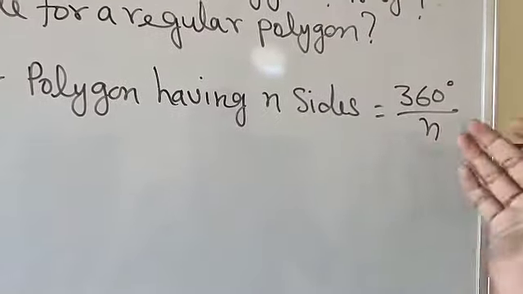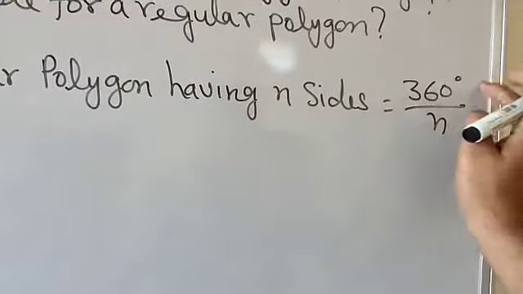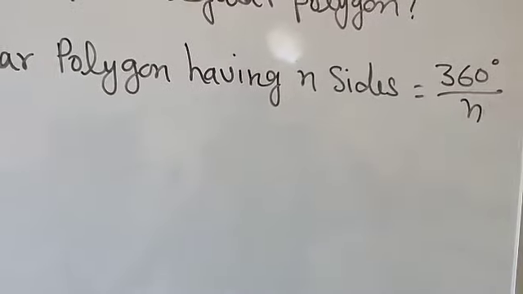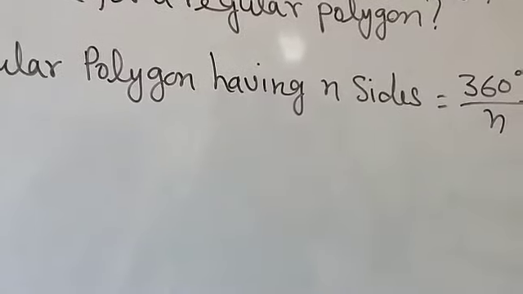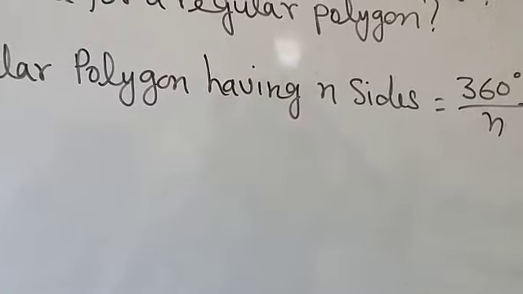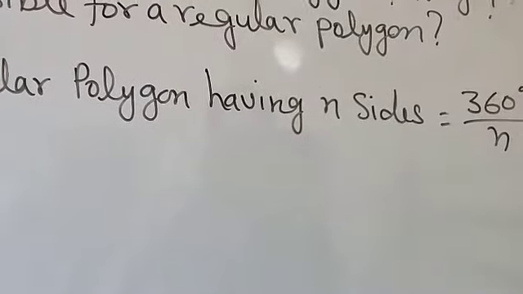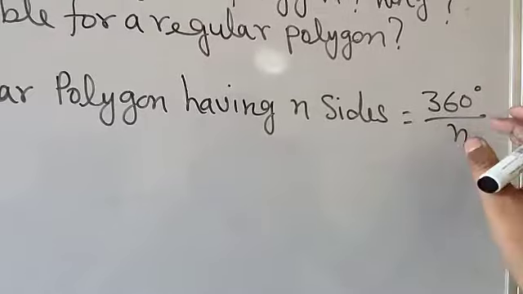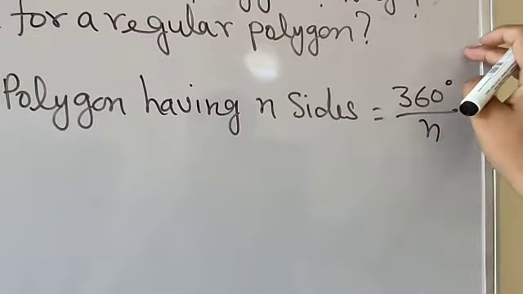If n is going to be changed, then the exterior angle is also going to be changed. 360 degrees is fixed here. So suppose the number of sides is 3. What is the reason? The reason is that a polygon is only possible with a minimum of 3 sides. The minimum number of sides for a polygon is 3, and the maximum you can't fix. So here if the number of sides is 3, then 360 upon 3 will be 120 degrees.